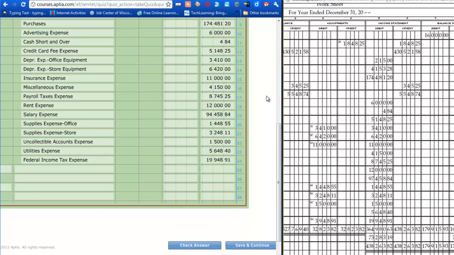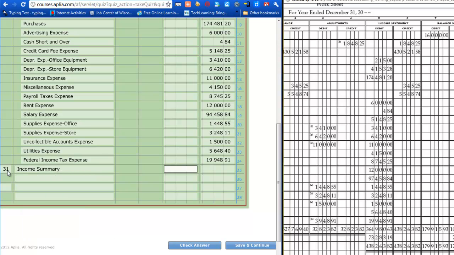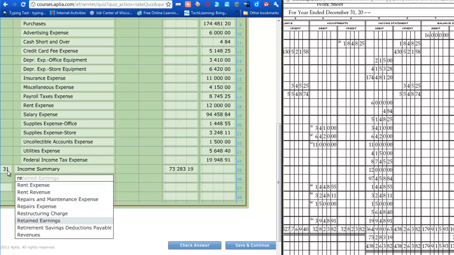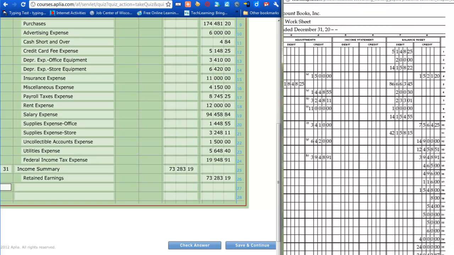Okay, so for this third closing entry, we're going to do the date of the 31st. And we need to debit income summary for our net income of $73,283.19. And then we are going to credit retained earnings. That is like our capital account for $73,283.19. That's the whole reason we're in business, so our retained earnings goes up. And it is the value of our net income of $73,283.19.